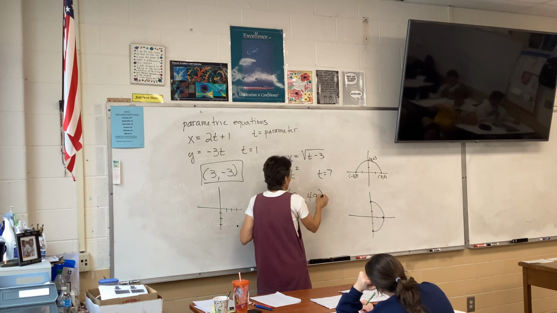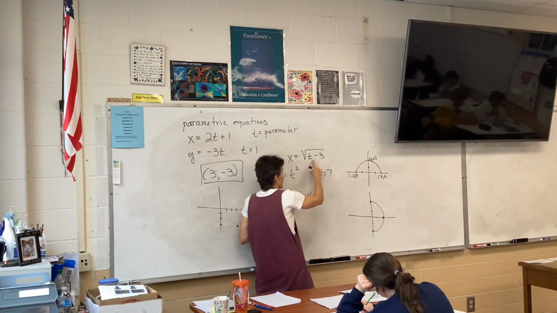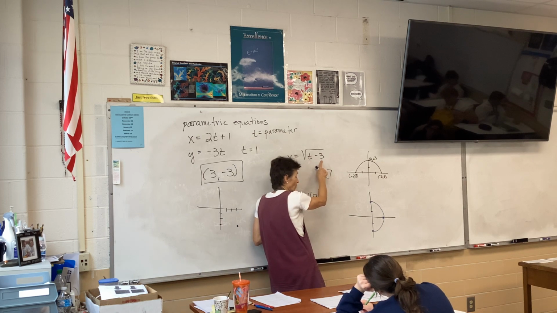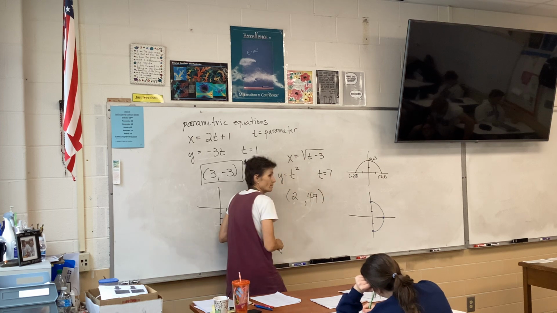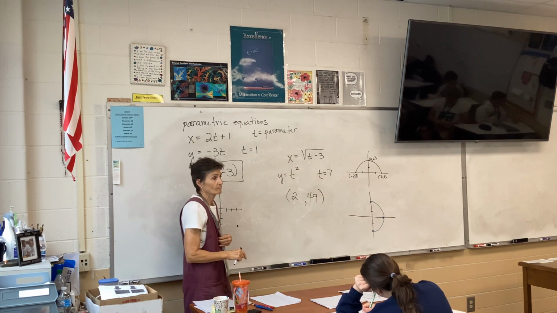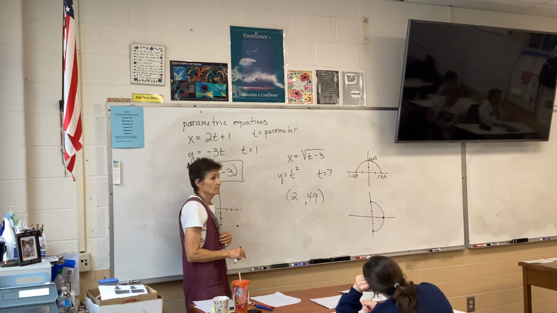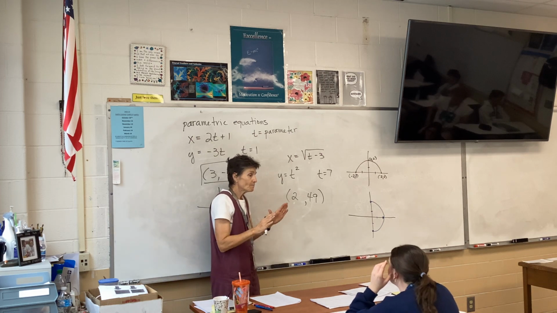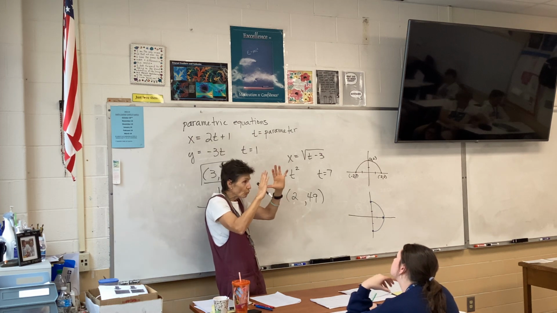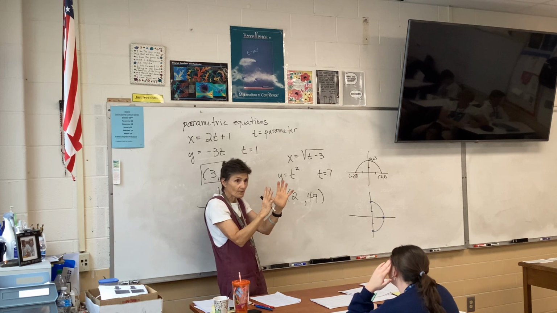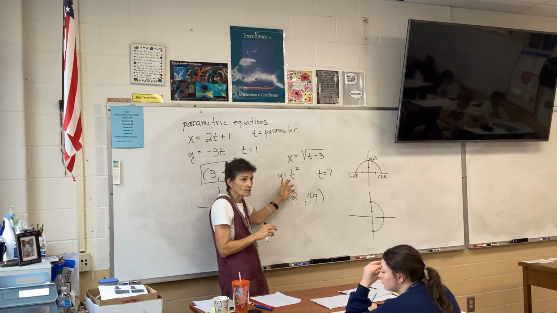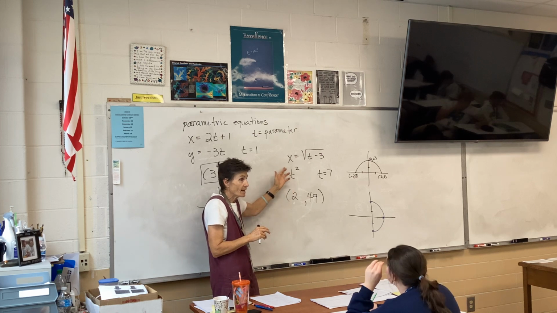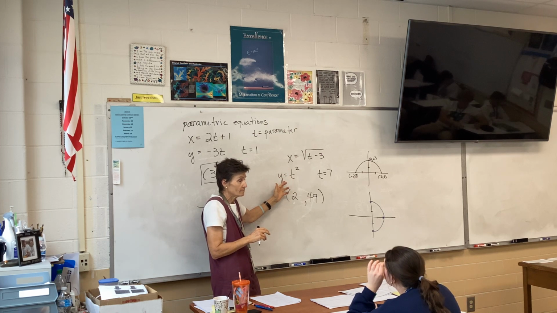2, 49. How did we get 2? 7 minus 3 is 4, and the square root is 2, and then 7 squared is 49. So, stop. How do we find an ordered pair? If they give us a t value, we just plug the t value back into our equations, and that gives us an x and a y.